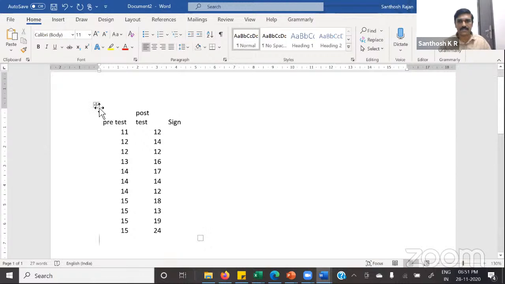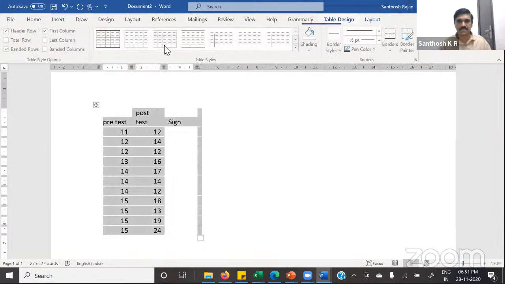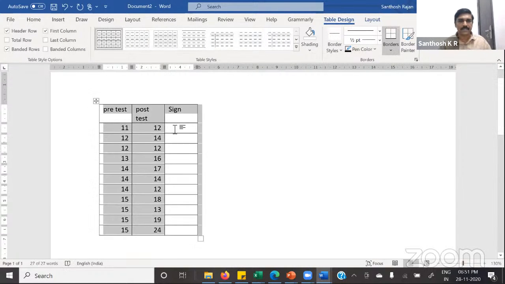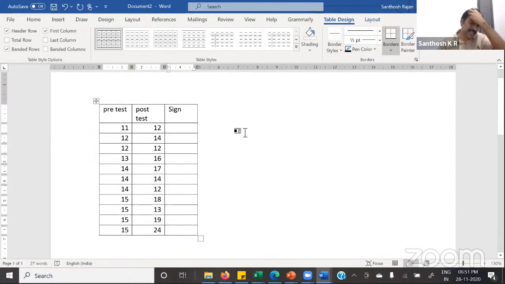So here there is a table. Okay. 11 increased to 12, so I'm putting plus here. Okay. 12 increased to 14, so I'm putting plus here. 12 to 12, I am writing a tie. 13 increased to 16, plus. 14 to 17, plus. 14 to 14, so it did not change. So tie.